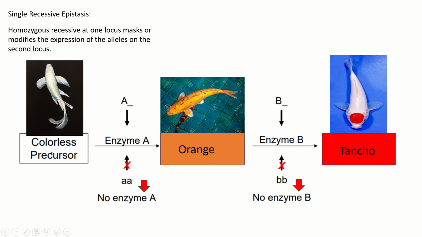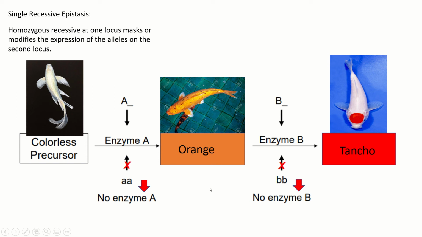So for example, if we start out as a white fish, we will need enzyme A to move on to the orange color variant. But if we are homozygous recessive in our A loci, enzyme A will not be present, and this fish will be stuck as white. If they're not homozygous recessive on the A loci, they can then move on to orange, but they will then be faced with the same problem. They will require enzyme B to move on to the Tancho variant, and if they are homozygous recessive on their B loci, this enzyme will also be absent, and they'll be stuck in the orange variant.